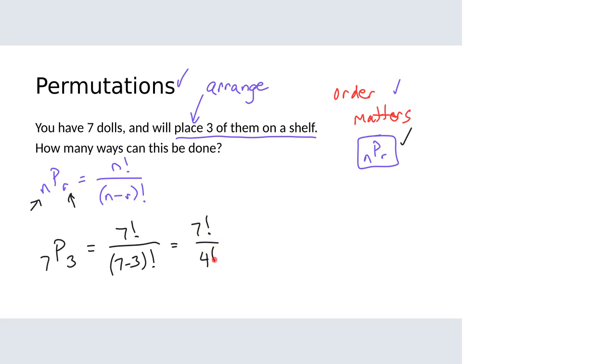over 4 factorial, which I'm going to rewrite as 7 times 6 times 5 times 4 factorial, because I want that to cancel with the 4 factorial in the bottom. And I'm left with 7 times 6 times 5, which is 210. So there are 210 ways to put 3 of those 7 dolls on the shelf.